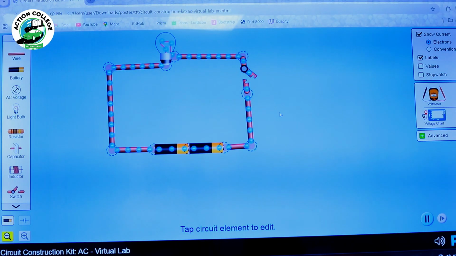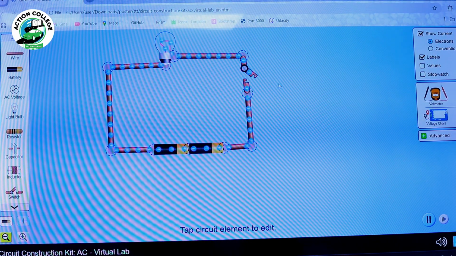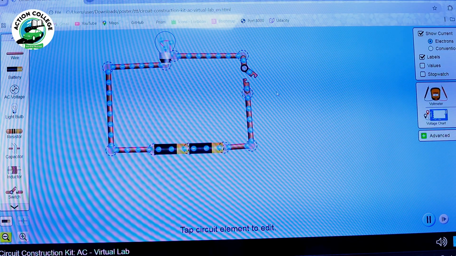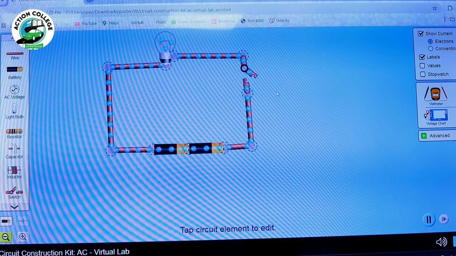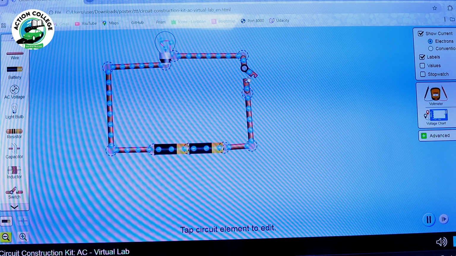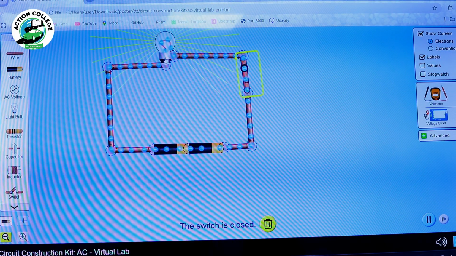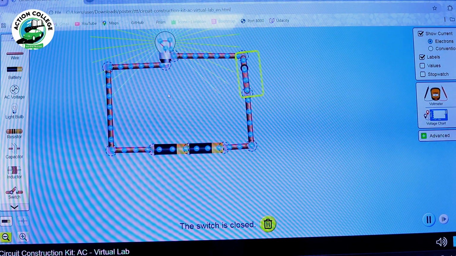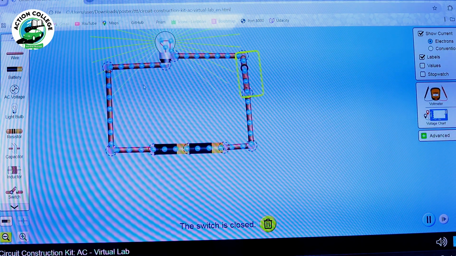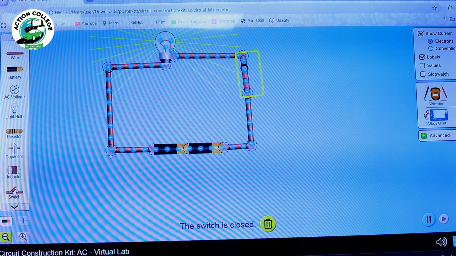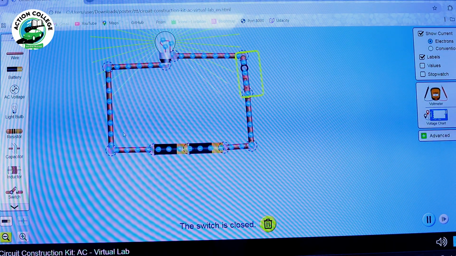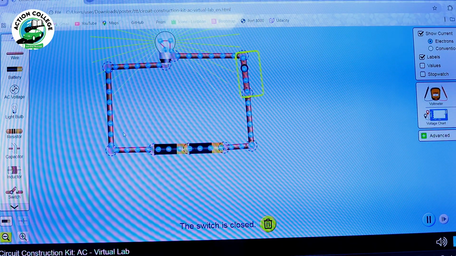This circuit is open, to mean that the current is not moving, so the switch is open. If I close the switch, to mean I switch on, we will see the light. This is the movement of electrons. Electrons move from negative to positive, while current moves from positive to negative. To mean current and electrons move in different directions.